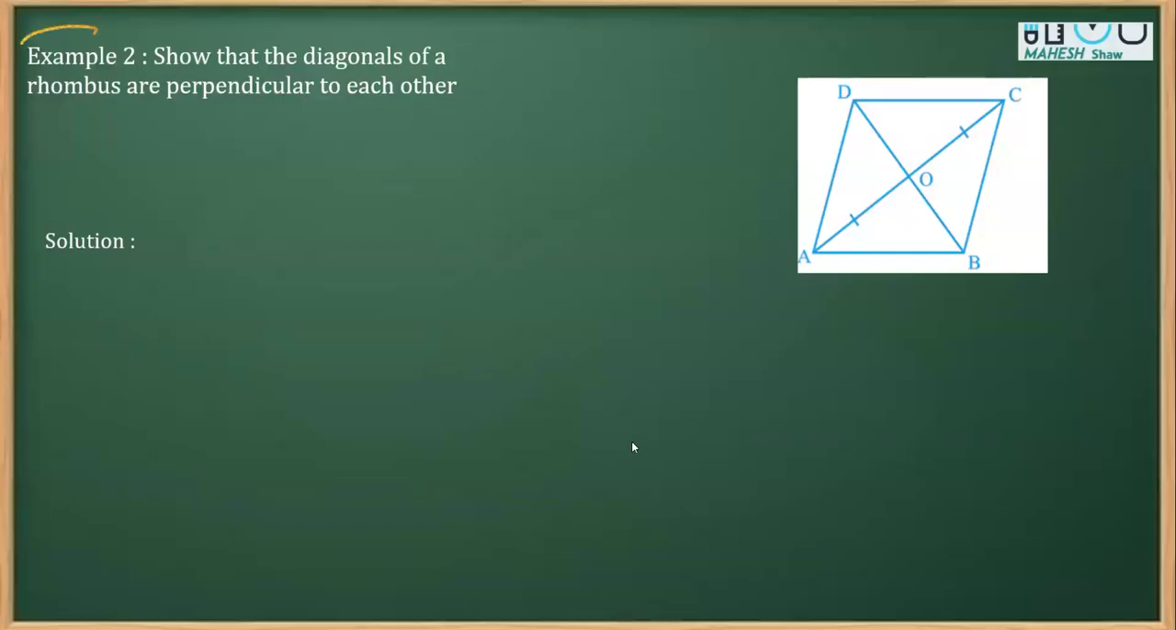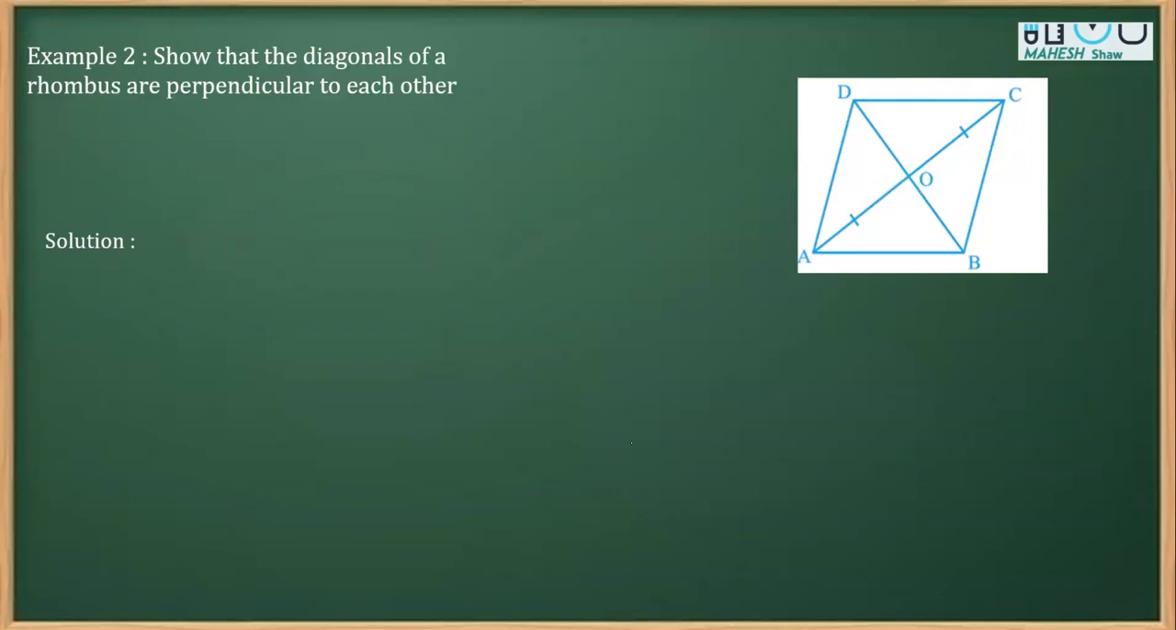I'm doing example 2, chapter quadrilateral, class 9. In this question, we have to show that the diagonals of a rhombus are perpendicular to each other. That means we have to show any of these angles as 90 degrees, maybe this, or this, right? That's what we need to show here.